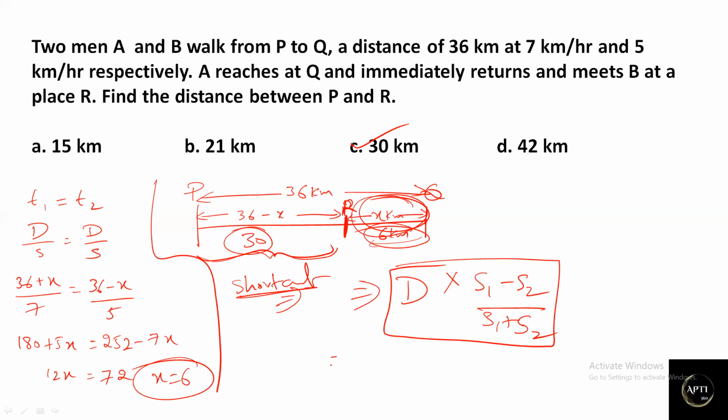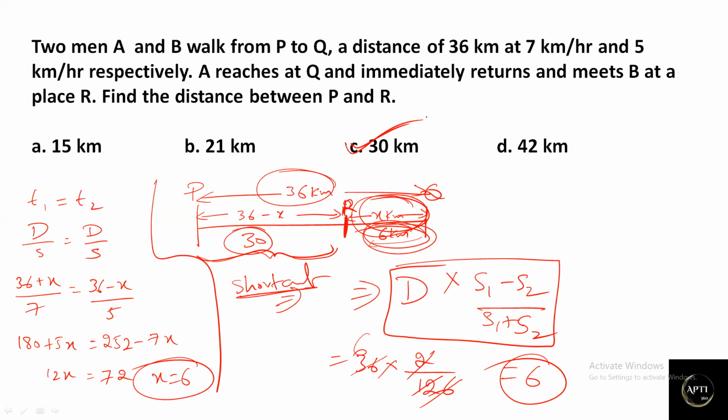Let's solve this by substituting the values directly. The distance given is 36, and the two speeds are 7 and 5. What is 7 minus 5? It is 2, divided by s1 plus s2, which is 7 plus 5, equals 12. So 2 times 6 is 12, and 6 times 6 is 36. So the answer is 6. After getting the value 6, 36 minus 6 gives you the answer, 30. So the answer is 30 kilometers.